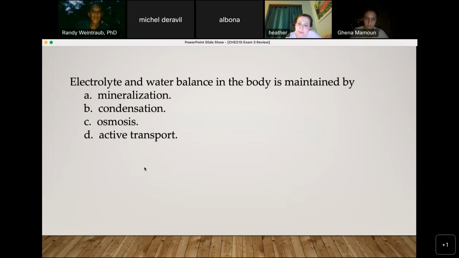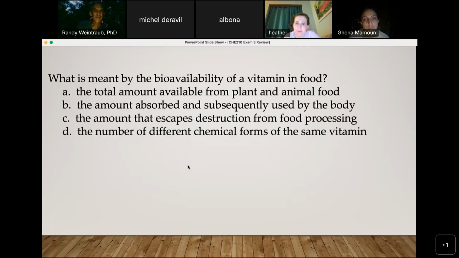Electrolytes and water balance are maintained by, is it osmosis? Right. Yeah, we didn't mention this specifically, but you read about it. Osmosis is the movement of water across membranes. So to keep the balance, electrolytes are involved in keeping osmosis working right, to keep the right amount of water inside and outside of the cell.